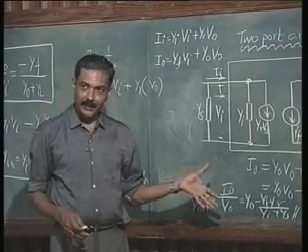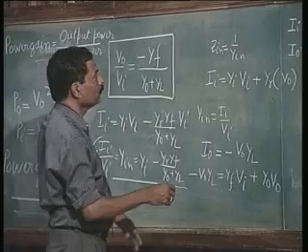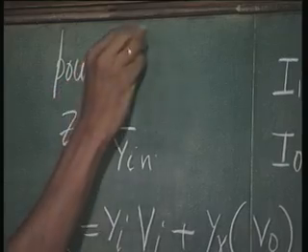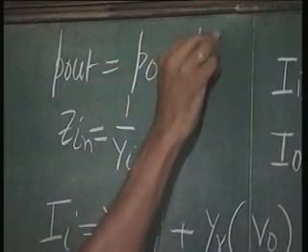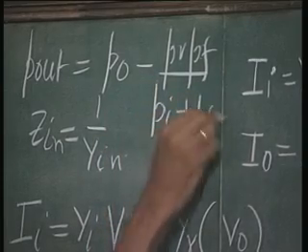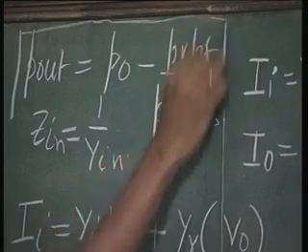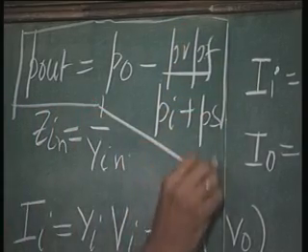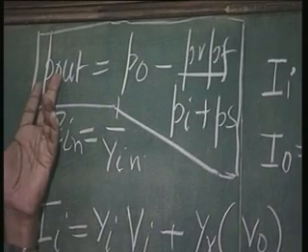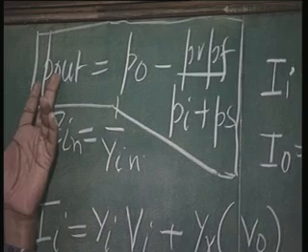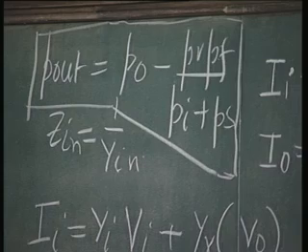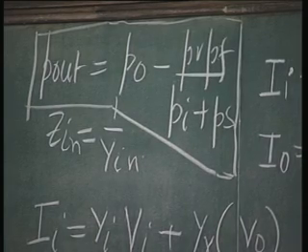And in the immitance matrix, P out. So this is what we can write. P out is going to be P naught minus PR Pf divided by Pi plus Ps. This is the general output immitance formula. So once again I request you to show that this is the case in the other 3 parameters by adopting either equivalent circuit approach or solving the simultaneous equations.